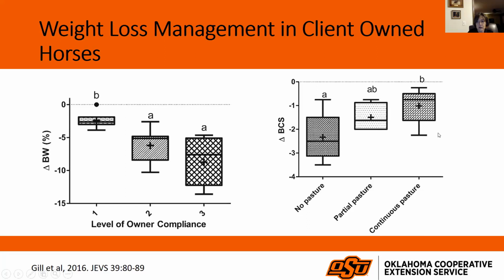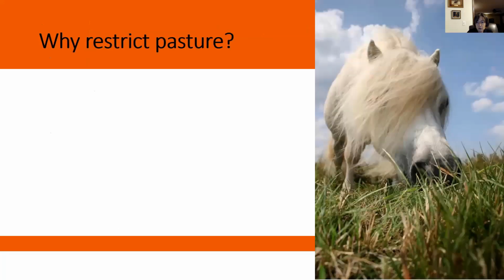It's a lot harder to lose weight on a horse if they're on continuous pasture, or even if we restricted them to partial pasture. So that may be a key feature in our weight loss strategy for our horses. So why is restricting pasture the key? Horses are pretty selective grazers. If we've ever walked a pasture, you've always seen those roughs and lawns, and the lawns where horses really eat the grass pretty low to the ground.